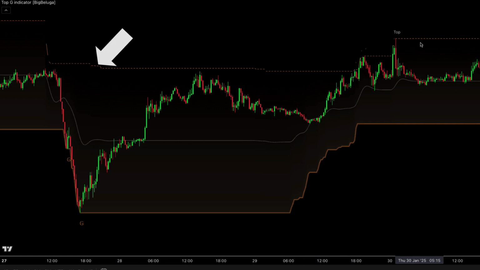When the price approaches the upper band, it may indicate overbought conditions and a potential reversal or resistance zone. Conversely, the lower band signals oversold conditions and potential support. The midline serves as a dynamic equilibrium, helping traders gauge whether the market is strongly trending or consolidating within a range. Now, the main components of this indicator are the top and bottom labels.